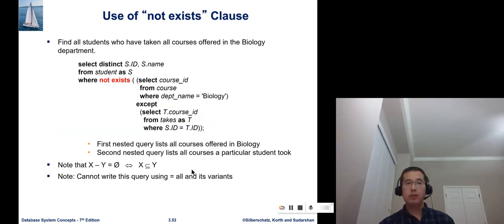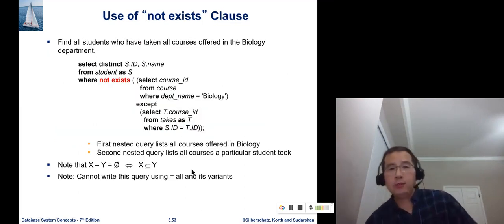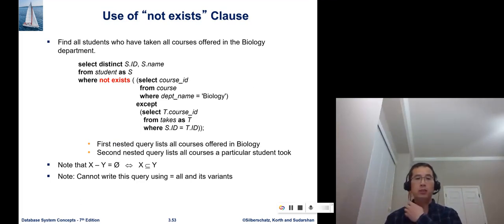Okay, let's continue. The next one is also a very typical example. So we want to find, let's look at, find all students who have taken all courses offered in the biology department. So this one is not an issue. The most important thing is that taken all courses offered in the biology department.